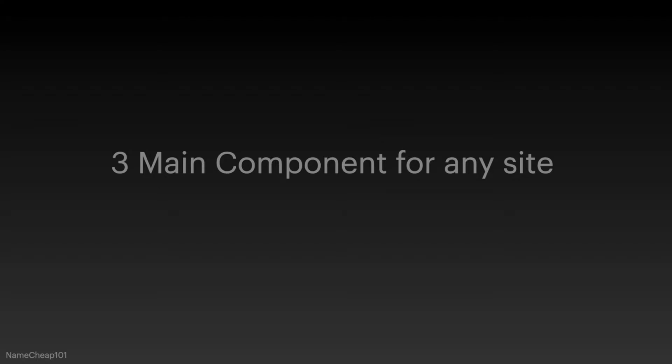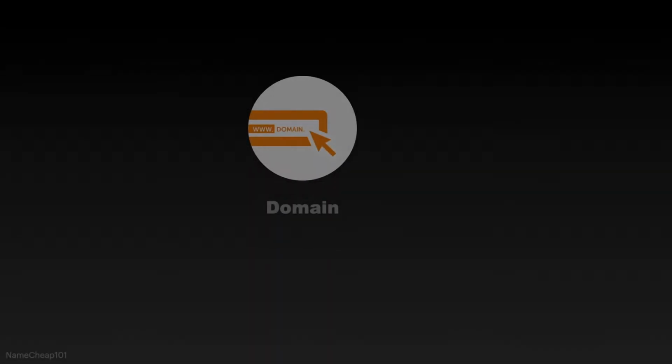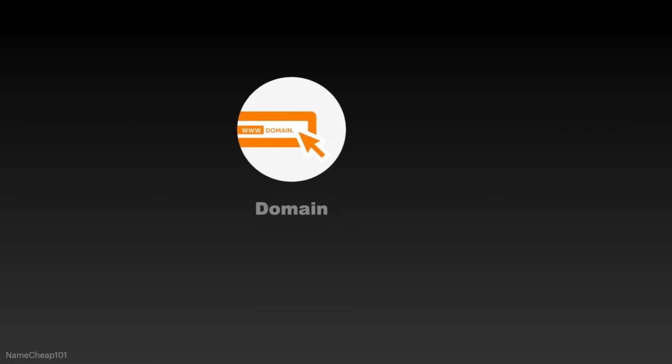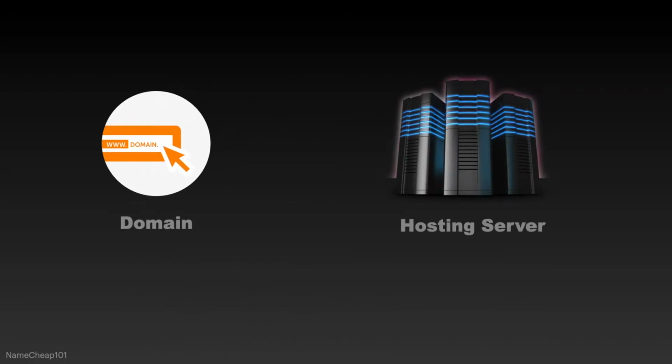So guys, before I begin, I want to talk about three main components of any site. The very first component is a domain. A domain is basically the address of your site, like www.abc.com. The second component of any site is a hosting server. The hosting server is where we host all our code. It can be JavaScript, HTML, Angular code, React code, or anything.